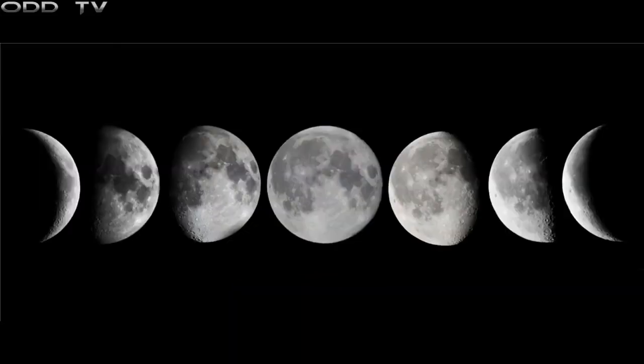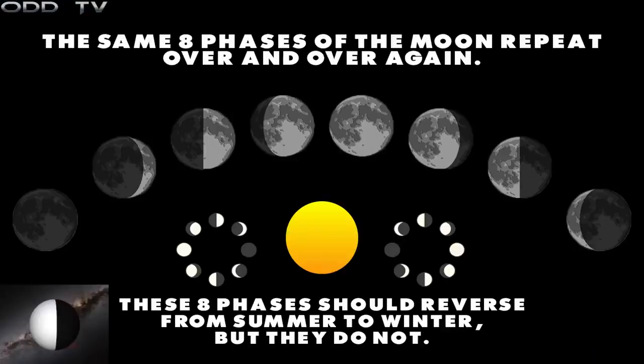It's a common misconception that the shadow of the Earth causes moon phases. Even the pastors and priests of the science religion readily admit this fact. The interesting thing about moon phases is that they are always the exact same 8 phases repeated. But if we were circling around the Sun, these 8 phases would inevitably be reversed from the summer to winter seasons.